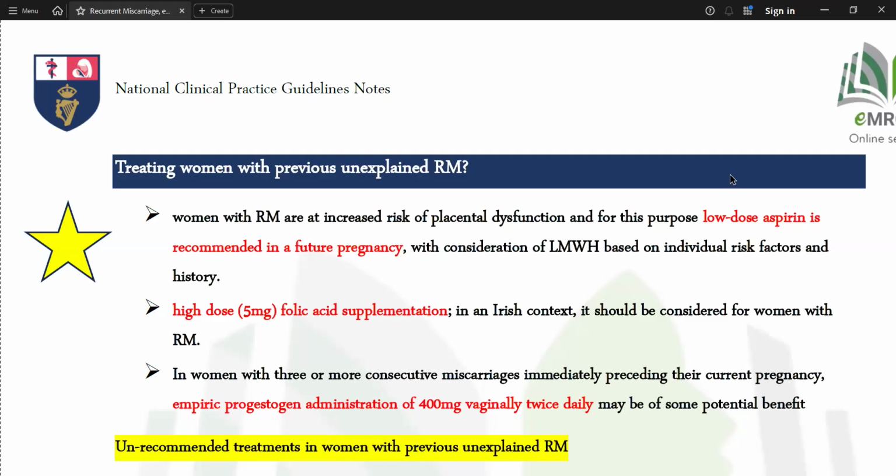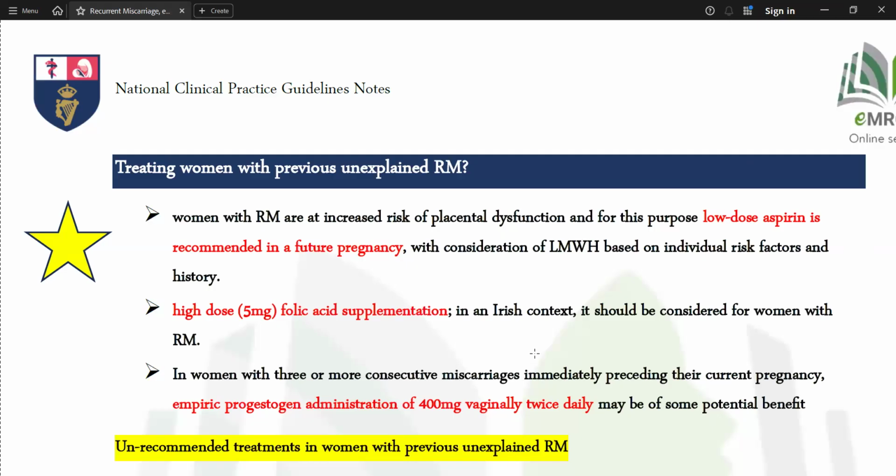So empirically, we can give something, and this is very unique to the Irish College again. We shall give low-dose aspirin, high-dose folic acid, and progesterone vaginally, not orally, okay? Vaginally. So if a woman has unexplained recurrent miscarriage, we shall give her those three, and those three are the correct exam answer. There is nothing where one is above the other.